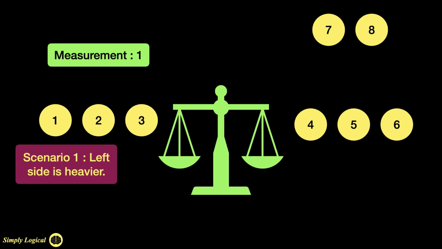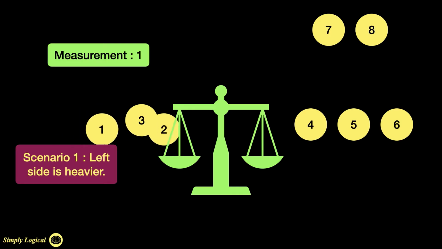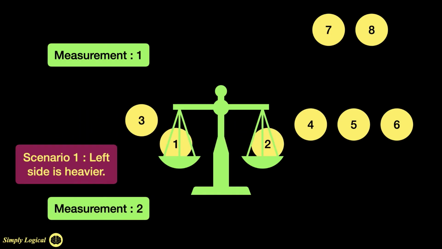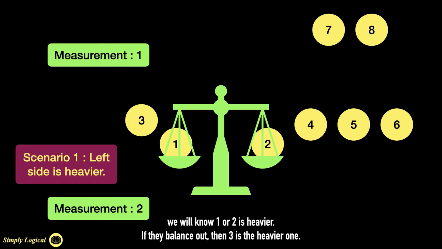If the left side is heavier, then we know that one of 1, 2 or 3 is the heavier ball. Now in the second measurement, weigh 1 on the left and 2 on the right. We will know if 1 or 2 is heavier. If they balance out, then 3 is the heavier one. Thus, the heavier ball is identified by exactly 2 measurements in this scenario.